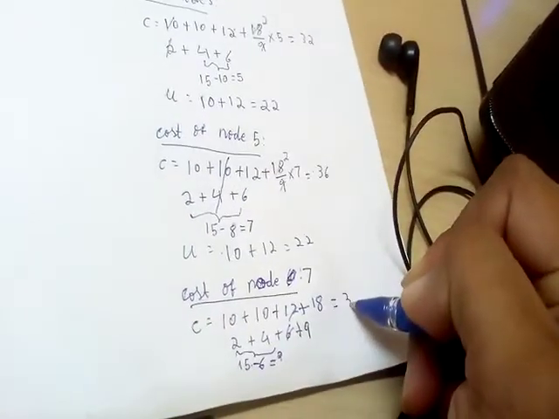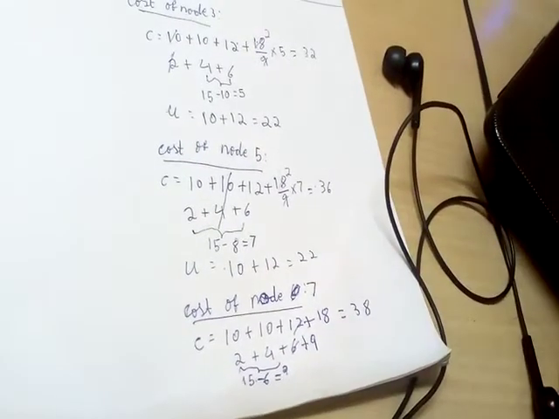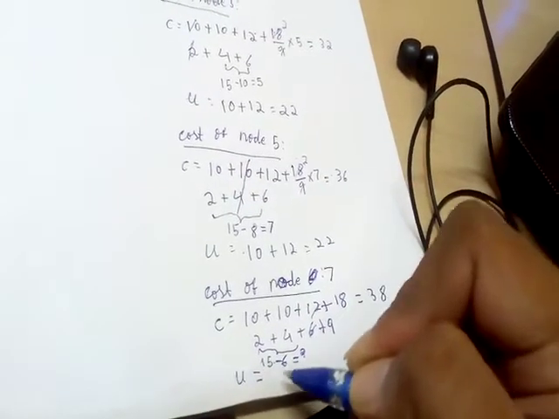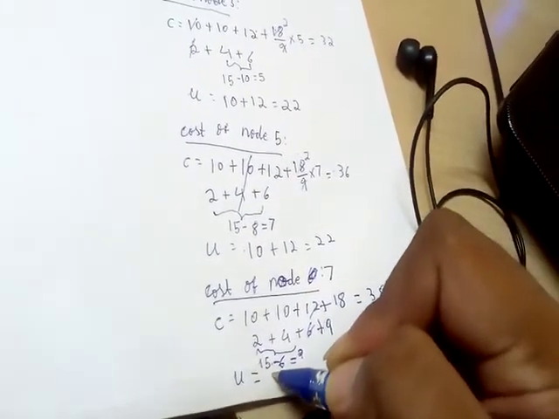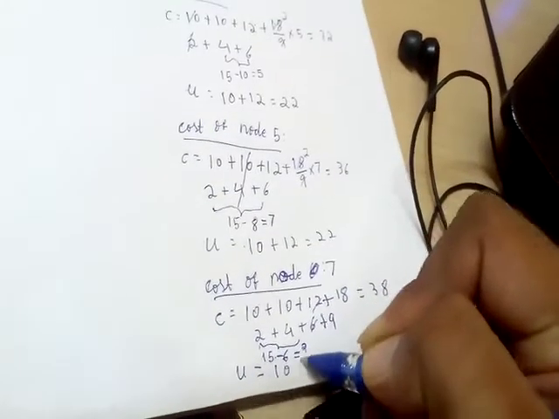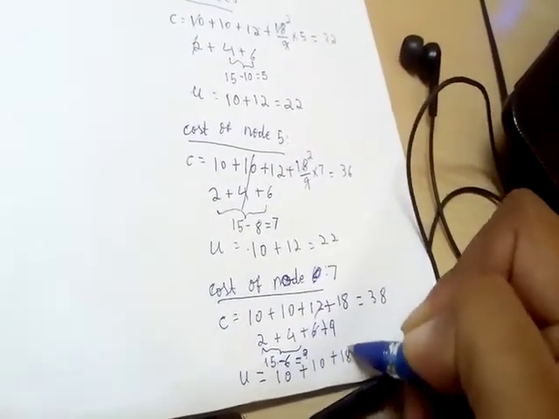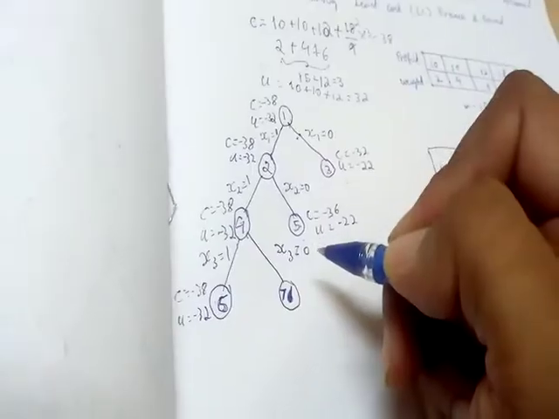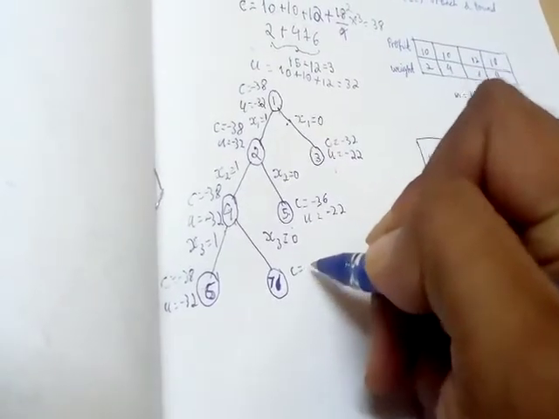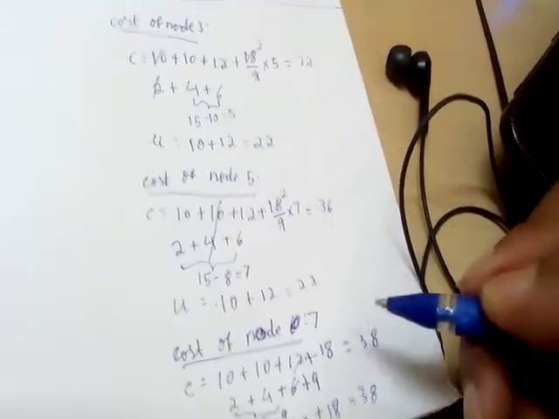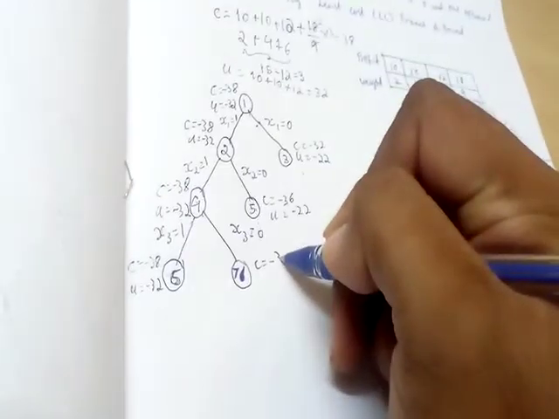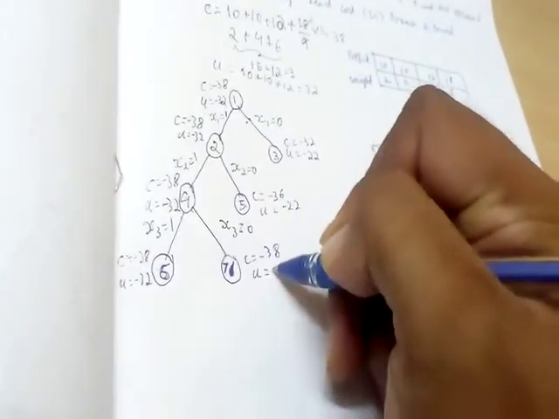So the cost now will be 38, and the upper bound value I have to consider. So the upper bound value is, I have to consider the profit of fully added items. So the profit will be 10 plus 18, which is 38. So when you come here, the cost of the 7th node is 38. So also the upper bound value is 38.